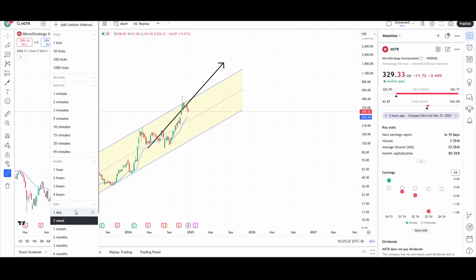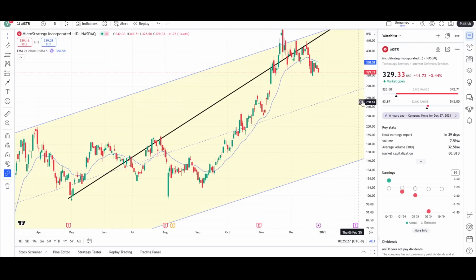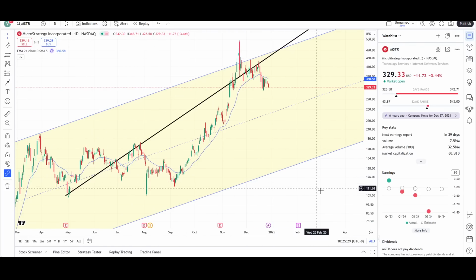So that's all I have for MicroStrategy in the daily and weekly charts. Expect more downside in the short term. It's not guaranteed, but it is still in play. But overall, the chart is still very bullish long term.